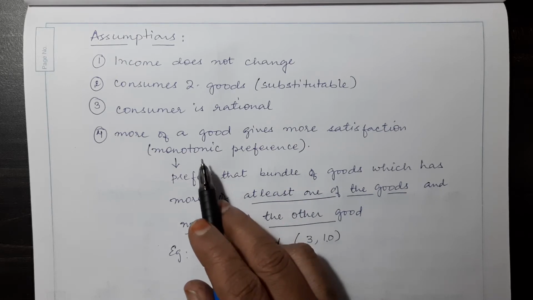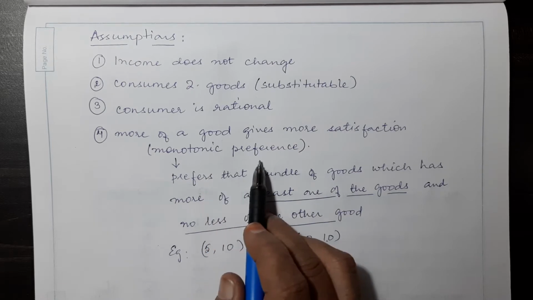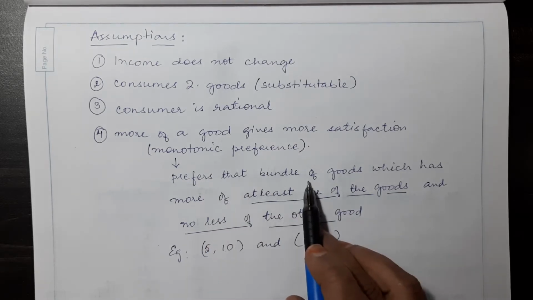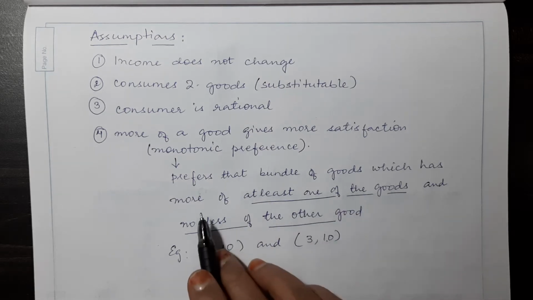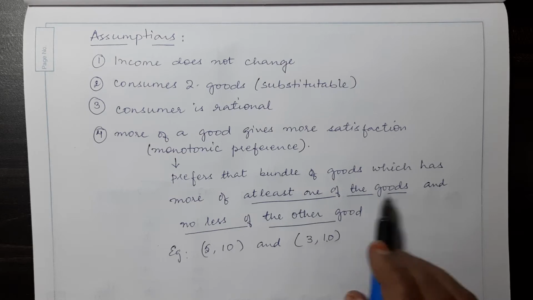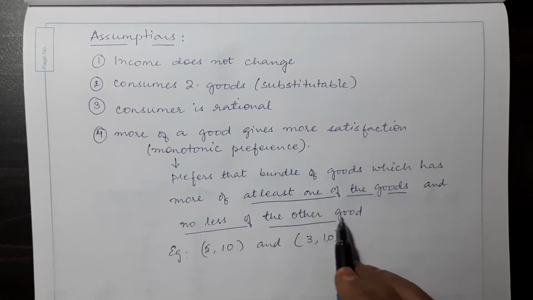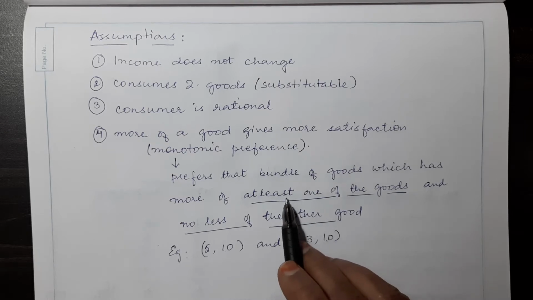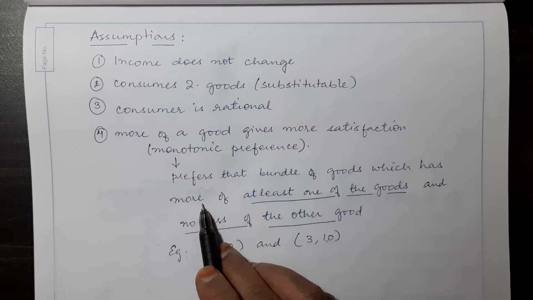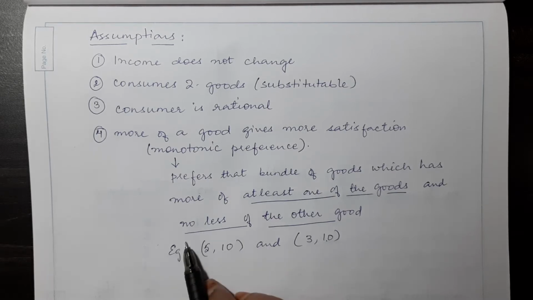Now this more of a good giving more satisfaction is otherwise called monotonic preference. That means he prefers that bundle of goods which has more of at least one of the goods and no less of the other good. What does this mean? It means that at least one of the goods is consumed more, but the other good is not reduced. Let us look at this example.